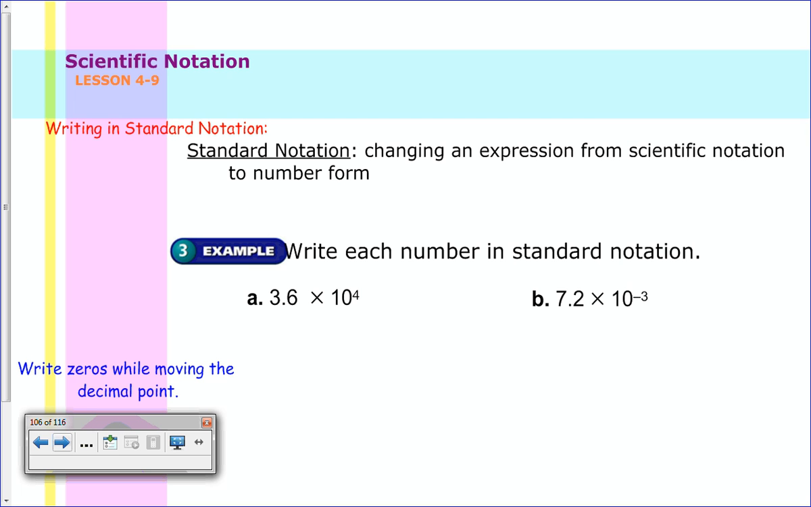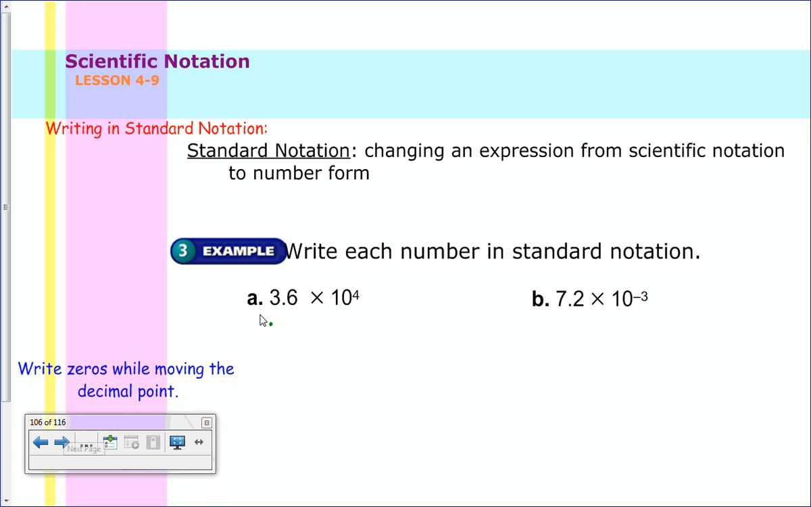All right, so we talked about how to write things in scientific notation. Now we're going to work backwards. We're going to change an expression from scientific notation to digits or number form. When we do that, it's called standard form. That's how we usually write our numbers, in standard form. So we're going to switch from scientific to standard form. Now, write each number in standard notation.